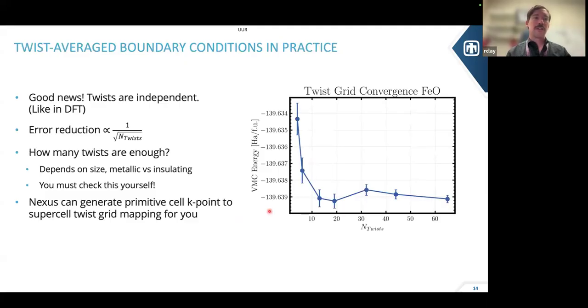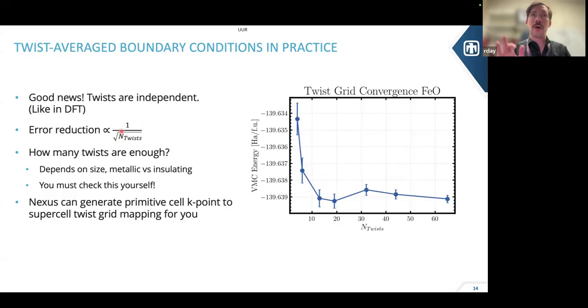In practice, much like in DFT, I can do these K point calculations independently. These twisted wave functions don't really talk to each other, so that's pretty nice. I can farm these out. And then something a little unusual: because QMC is a statistical discipline, we do get a little bit of advantage by farming these twists out.